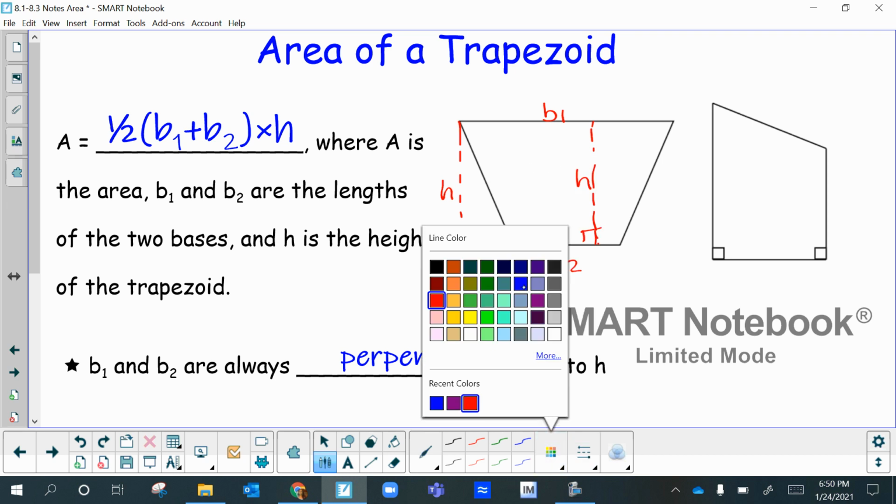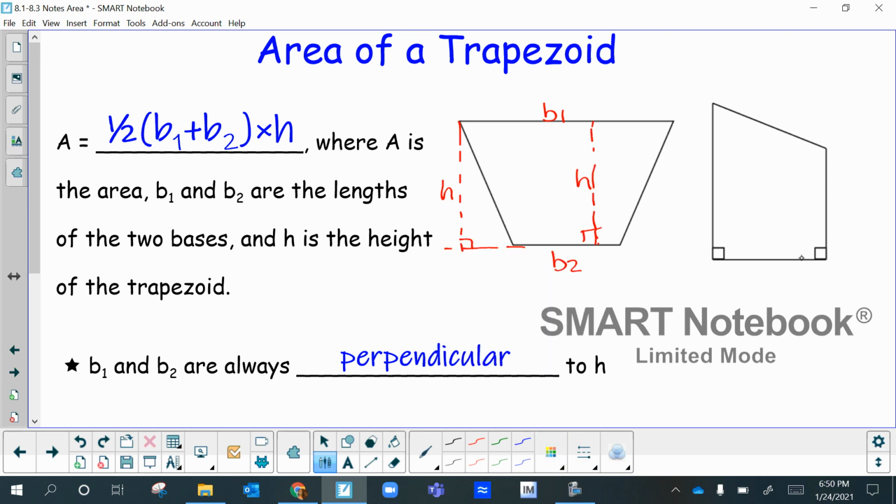This trapezoid, you'll notice that this bottom side is perpendicular to the left and the right, which forces these two to be parallel, which means this is going to be our base 1 and this is going to be our base 2. And therefore, this is the only piece that would be perpendicular to that, unless you can draw another one in too. That's fine as well. So either one of those.